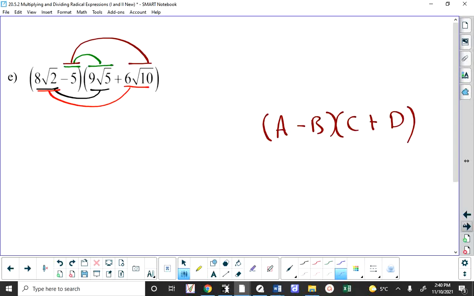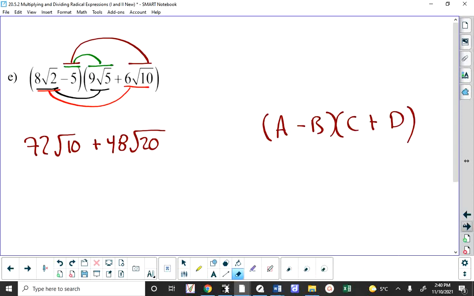When you start drawing all of those arrows and arcs, it becomes confusing, which is why we rely on FOIL. 8 root 2 times 9 root 5 is 72 root 10. I multiplied 8 times 9 to get 72, root 2 times root 5 to get root 10. Outer will be 48 root 20, because 8 times 6 is 48, and the root 2 times the root 10 is root 20.